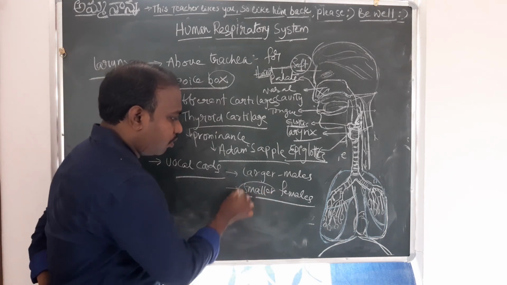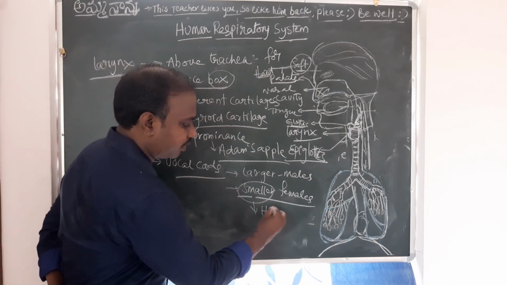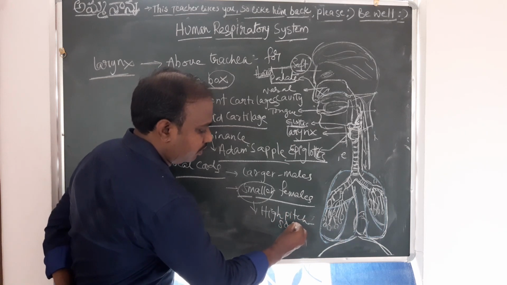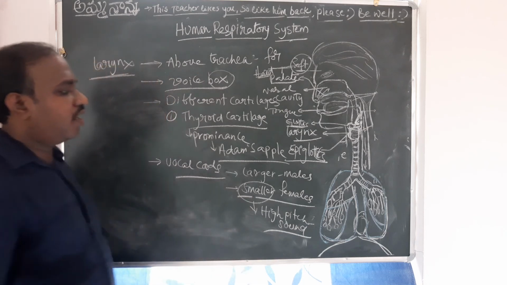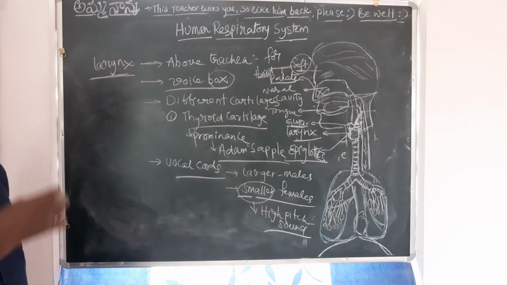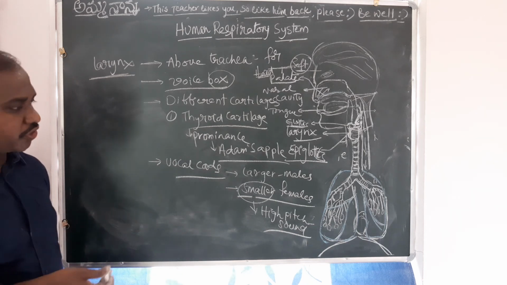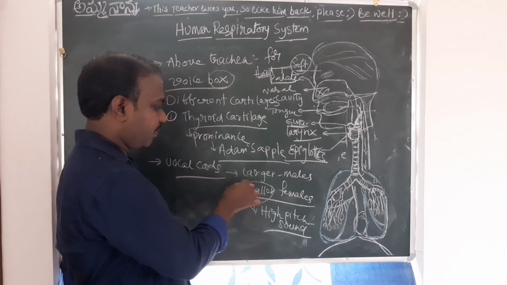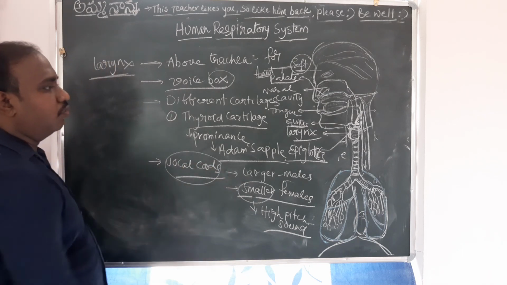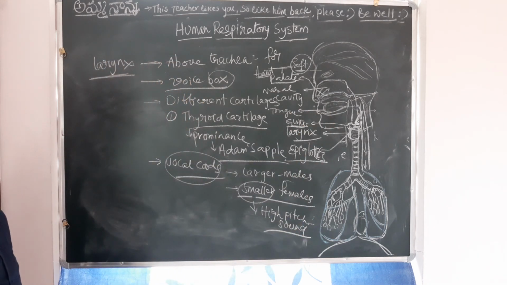The smaller vocal cords produce a high pitch sound. That's why the females will have a high pitch sound, and males will have a much deeper voice, right? The much deeper voice is due to differences in the arrangement of the vocal cords, which are present in the larynx region.